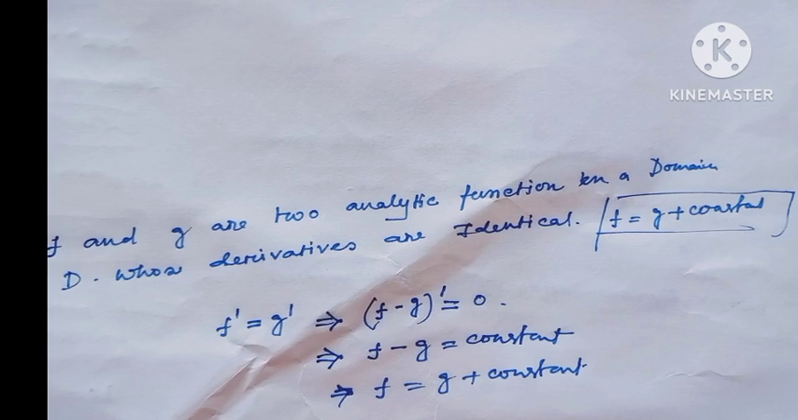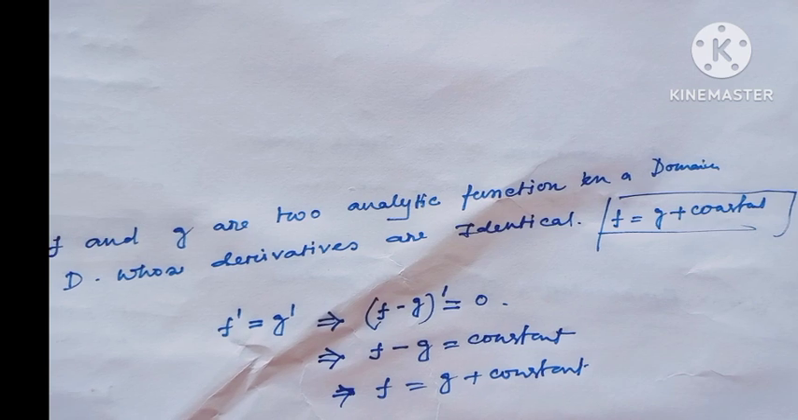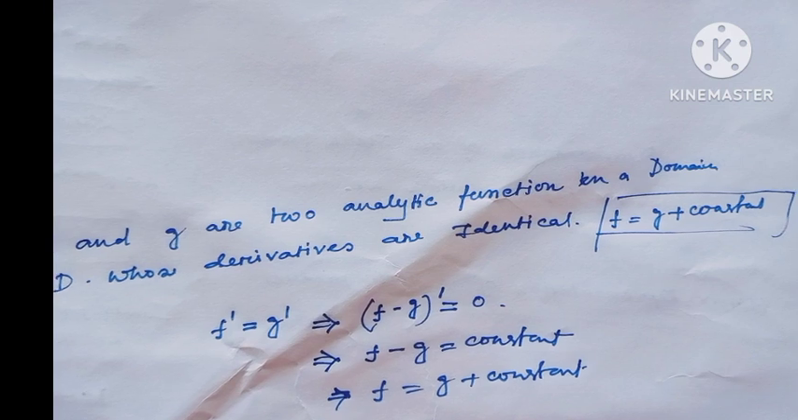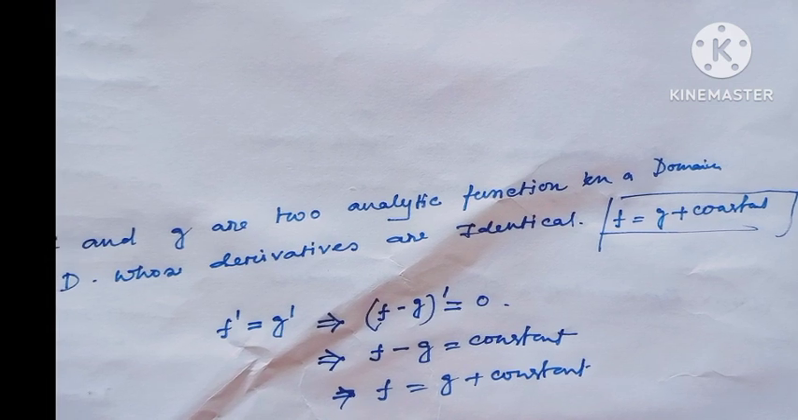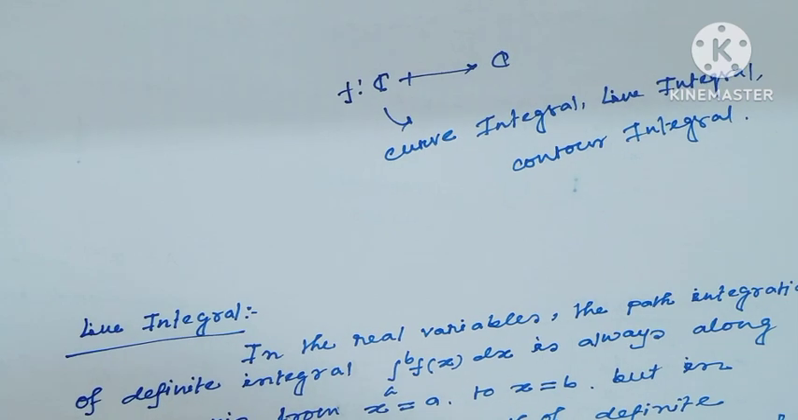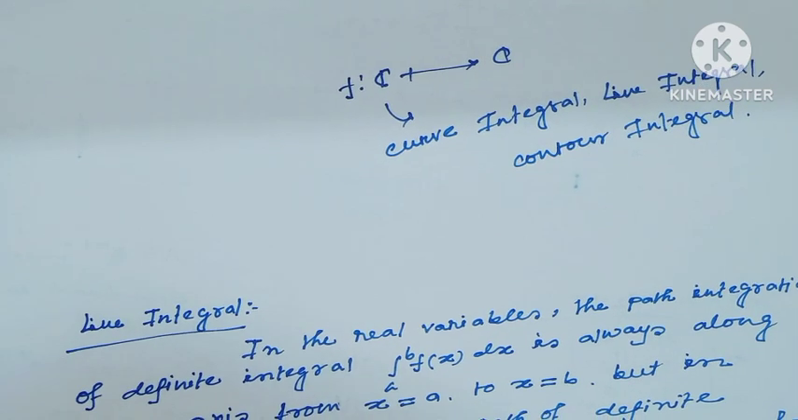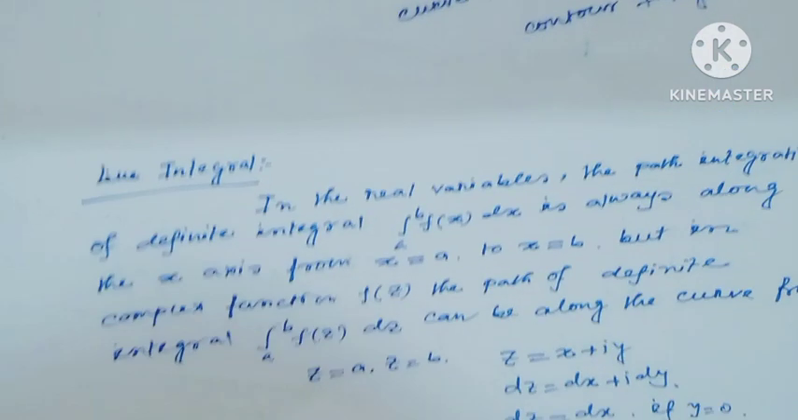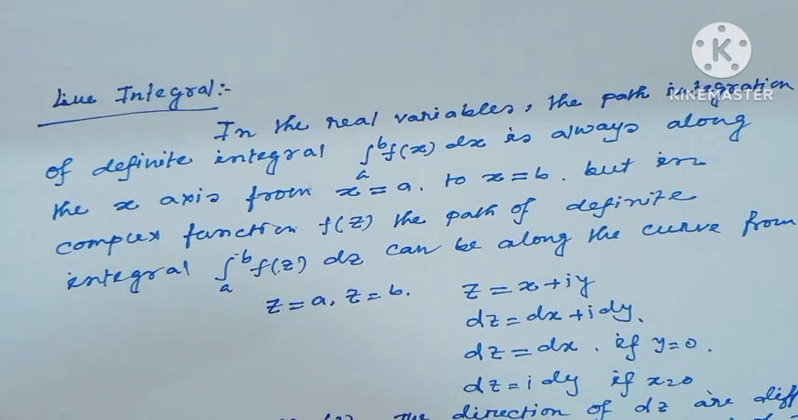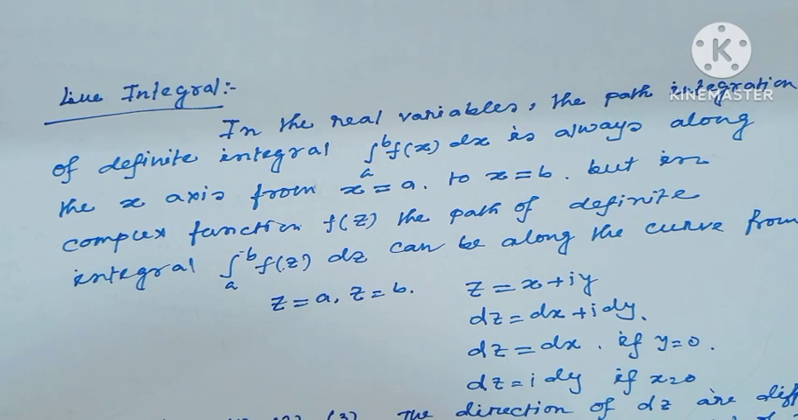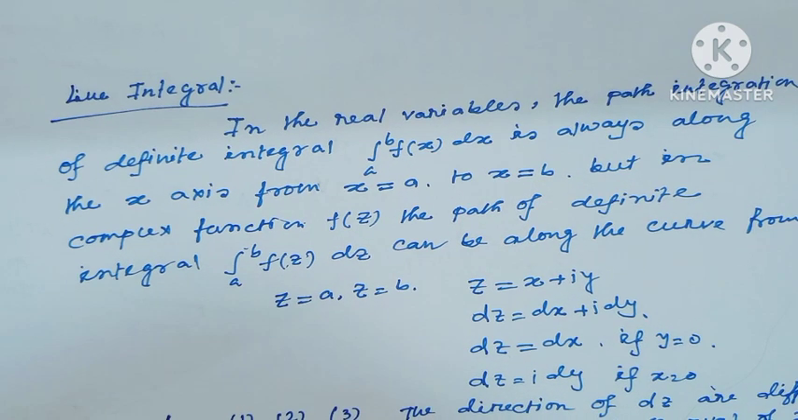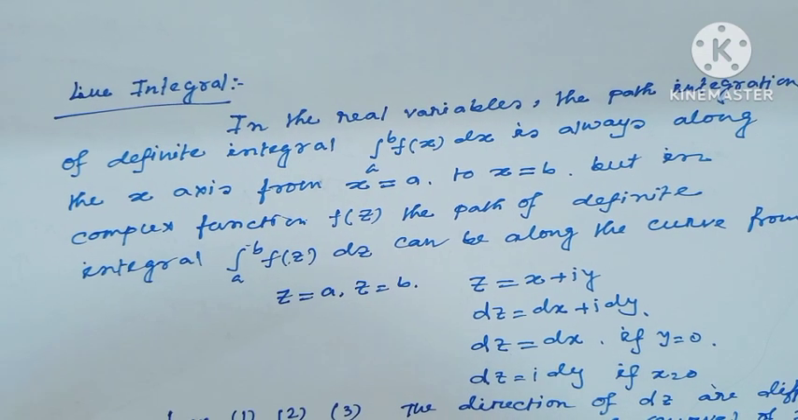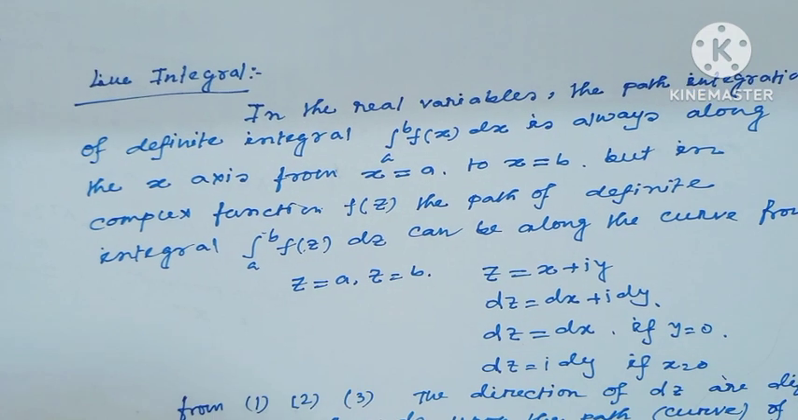Next I will see what is the complex integration. Till now I have seen the complex derivative. Now I will see what is the complex integration. In complex analysis, the complex integral is either a curve integral or line integral or contour integral. In a real variable, line integral means the path integration of a definite integral, integration a to b f(x) dx is always along the x-axis from x equal to a to x equal to b.